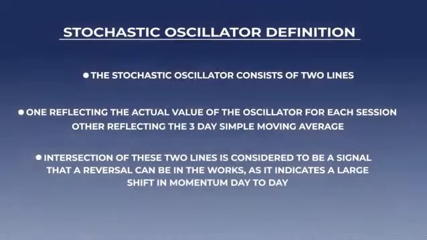So the stochastic oscillator charting generally consists of 2 lines, one reflecting the actual value of the oscillator for each session and one reflecting its 3-day simple moving average, because price is thought to follow momentum. Intersection of these 2 lines is considered to be a signal that a reversal may be in the works, as it indicates a large shift in momentum from day to day. Once again, this is the way that stochastic was created, and this is the logic of stochastic.